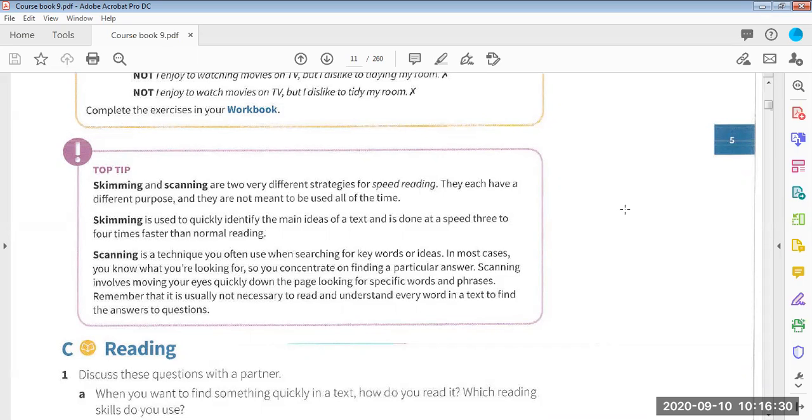Skimming is used to quickly identify the main idea of a text and is done at a speed 3 to 4 times faster than normal reading. We use skimming when we are asked to write the summary of the lesson, or if you have to compare some text. Sometimes we have a large text and we don't have enough time, so we use the skimming technique to identify our answer quickly.